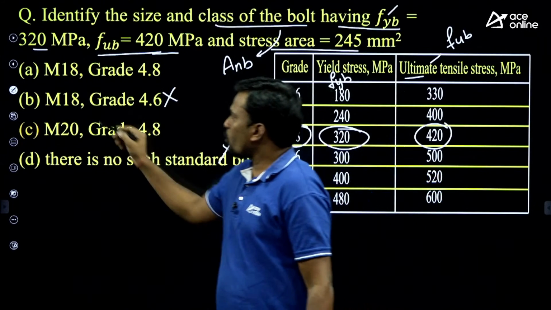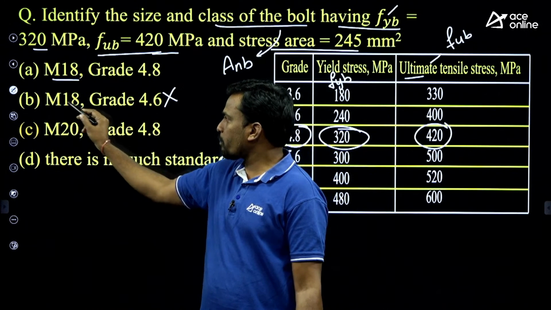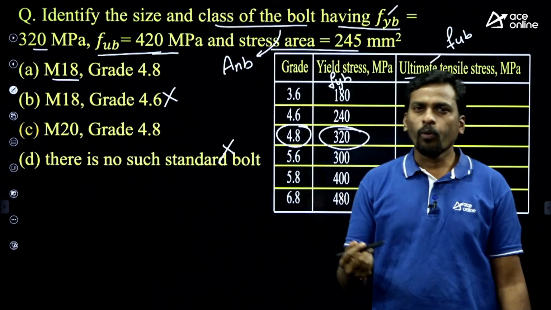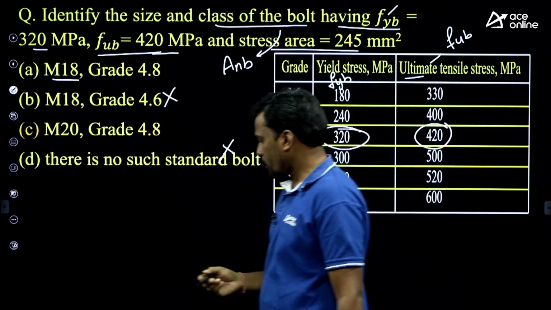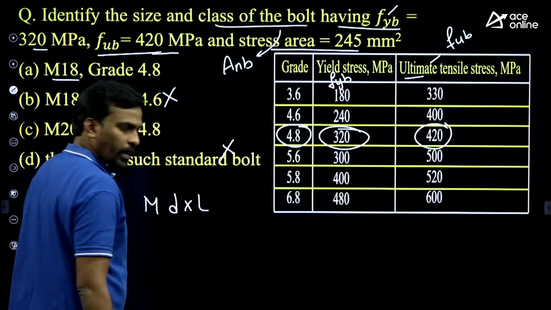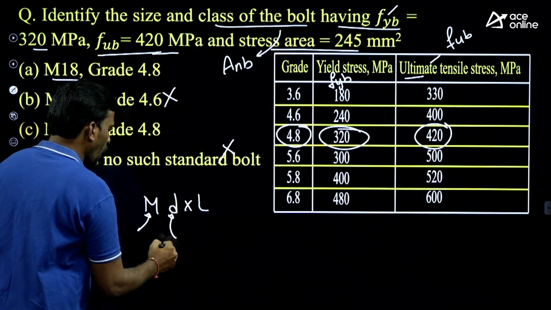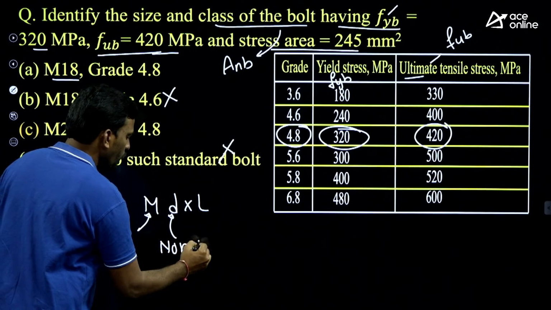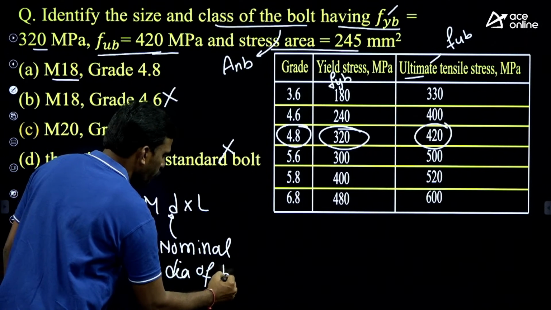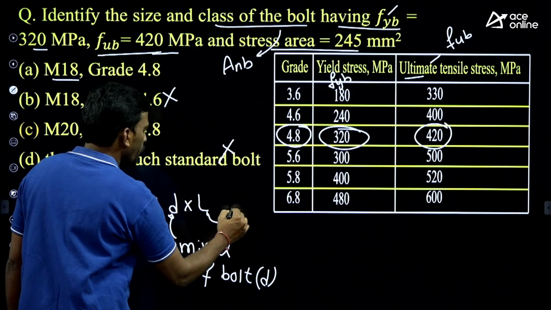Next, what does this M18 represent? What does M represent and what does this 18 represent? I explain: a bolt is designated by M D L. Here M represents metric size and D represents nominal diameter of bolt. This is the D, and this is the length of the bolt.